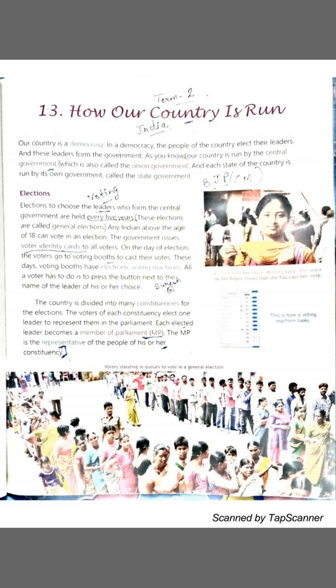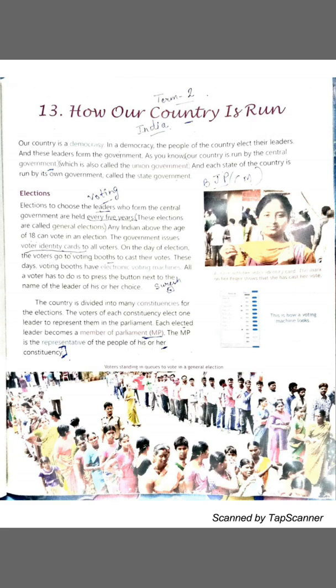Any Indian who is above 18 years of age has the power to vote, and the government issues voter ID cards to those voters. On the day of election, the voters go to voting booths to cast their votes. There are electronic voting machines available at voting booths through which voting is done. All a voter has to do is press the button next to the name of the leader, and this way the voting is done.